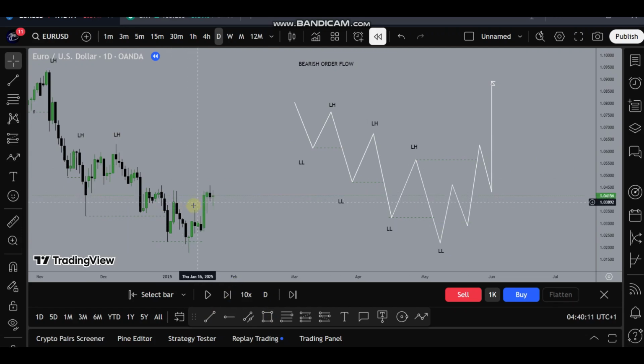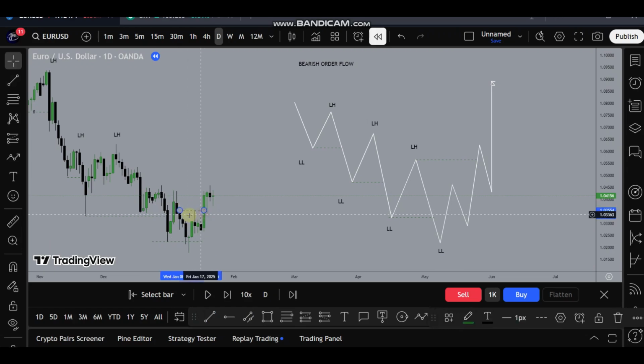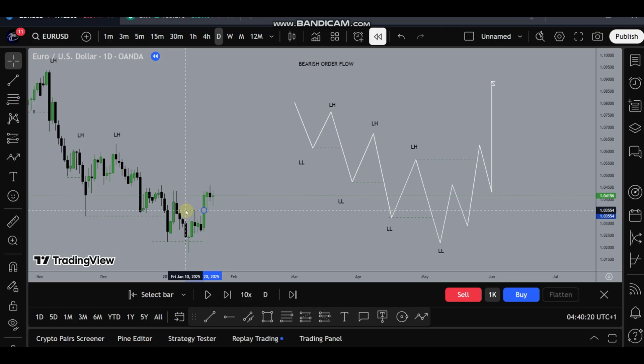We have a shift of market structure here. Don't worry, my next video will talk about shift of market structure and when shift of market structure is valid. Even though there is a shift of market structure, our order flow is still bearish, even though the market structure here is already trending bullish. There's an internal bullish order flow here, but this is due to market structure shift. But the overall order flow is bearish.